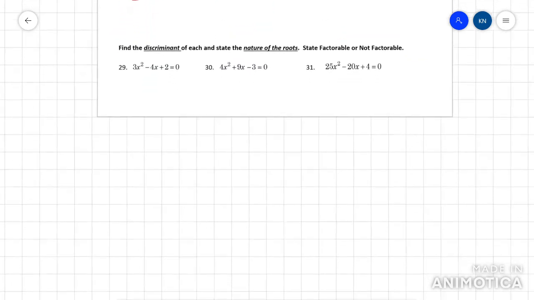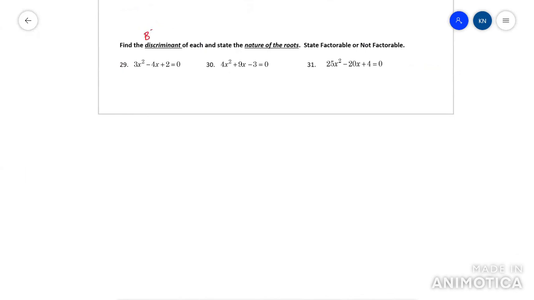Okay, and then these last ones, they want you to run the discriminant. That's the b squared minus 4ac part. By running that, you can tell the nature of the roots, whether they're real or imaginary, or if they're equal, or if they're rational or irrational. So go ahead and run b squared minus 4ac. That would look like this. -4 squared is 16. Minus 4 times 3 is minus 12 times 2 is minus 24. So I got a -8 as my discriminant. That means these roots are imaginary.